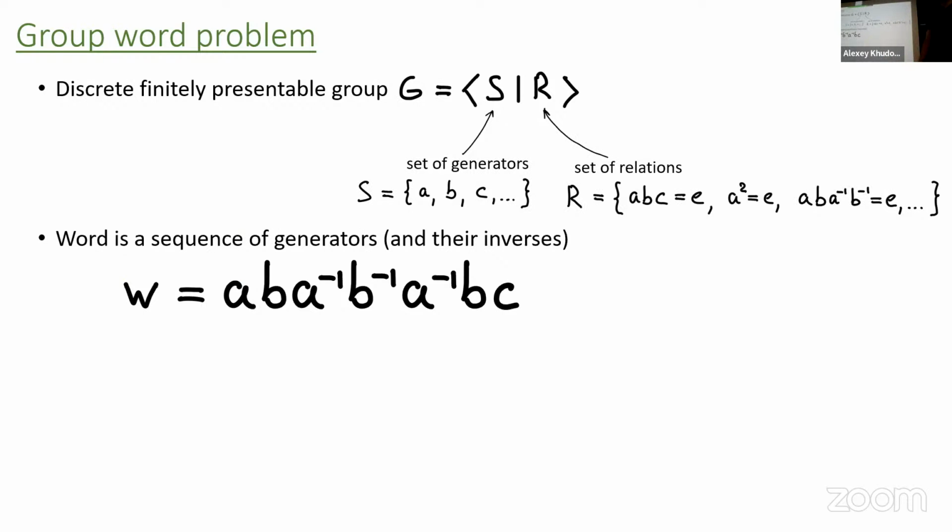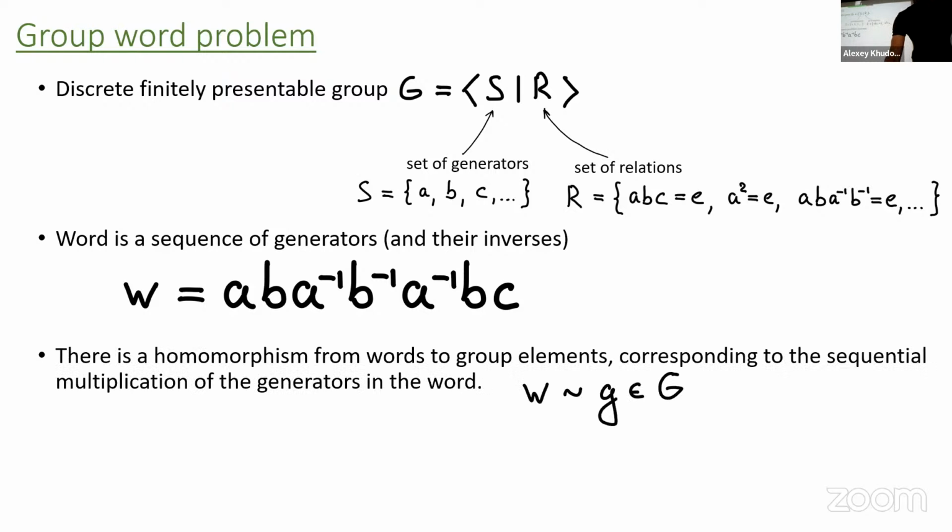Now let me introduce a word. A word is just a sequence of generators and their inverses, written one by one, so it's like a string. There is a homomorphism from words to group elements, which is very simple to understand. You look at the word and multiply all the generators one by one, and you get some group element. It's a map which is many to one, because there might be lots of words that multiply to the same group element.